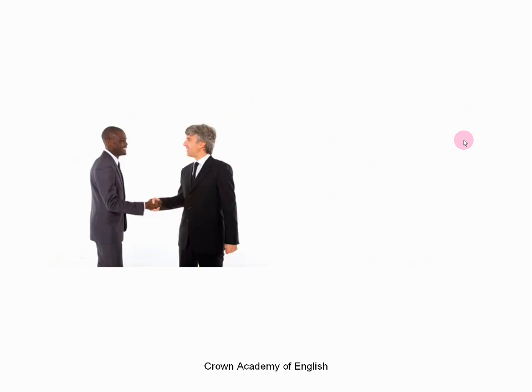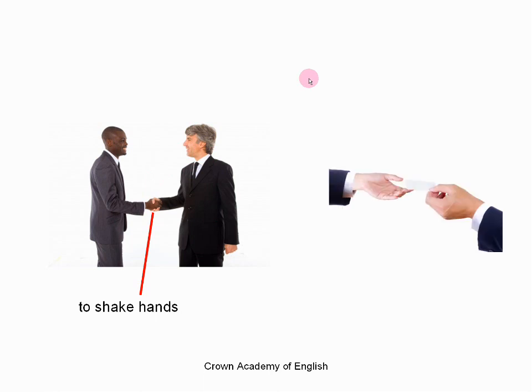And here we can see there are 2 businessmen, and they are shaking hands. So the verb to shake hands. So they are both shaking hands. And here, on the right hand side, this person is giving a business card to the other person.